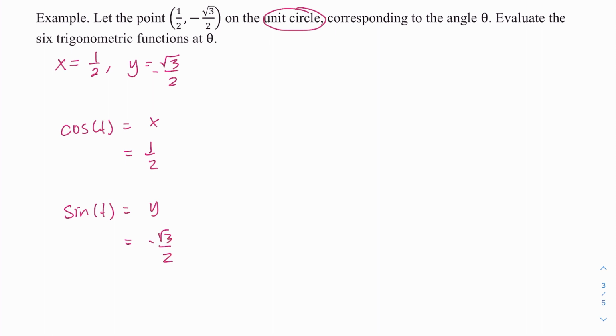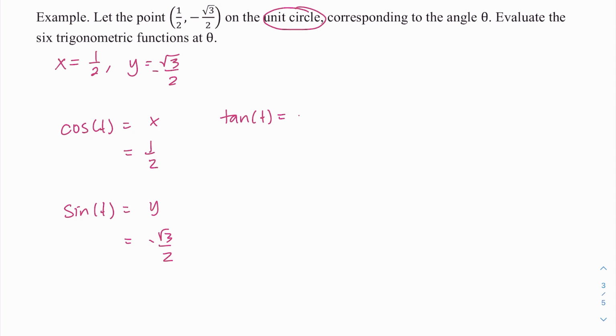For tan of t, I can still use the fact that it's y over x. So I have negative root 3 over 2 divided by 1/2. That's the same thing as multiplying by 2. So I get negative root 3. All right, I'll keep going.